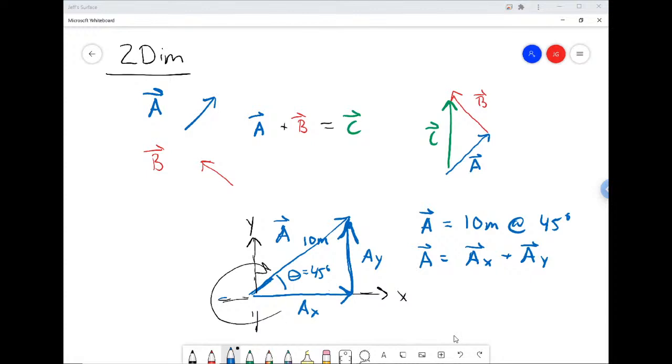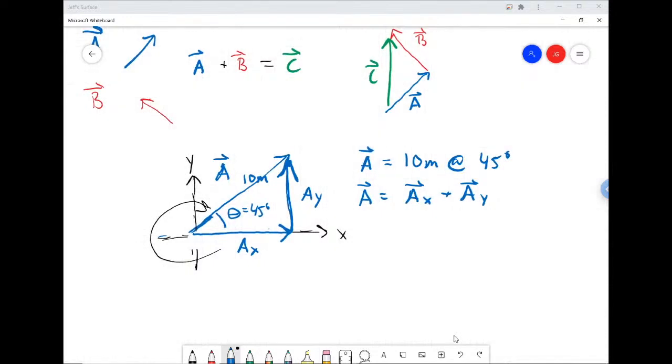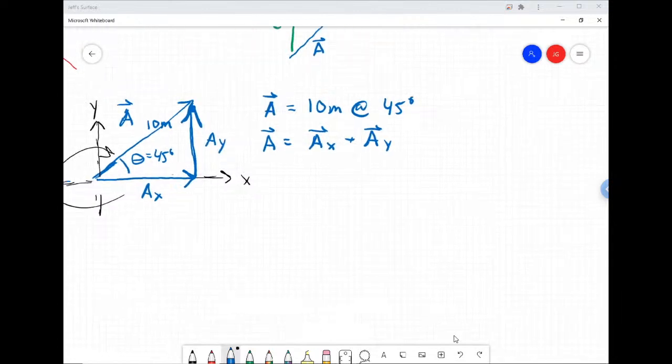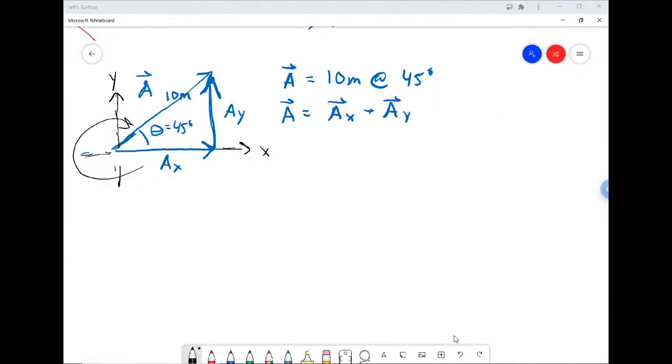These are two equivalent ways of specifying a vector quantity A. Another way you can do this, since these are one-dimensional things, is we have something called unit vectors. Unit means one, vector means quantities that have magnitude and direction. So unit vectors are vectors that have magnitude 1.